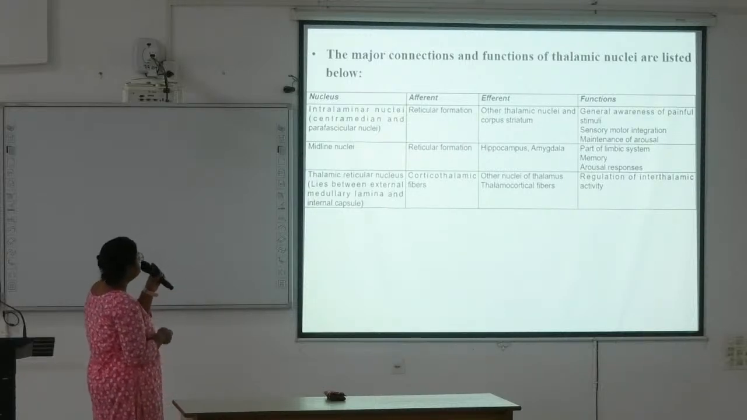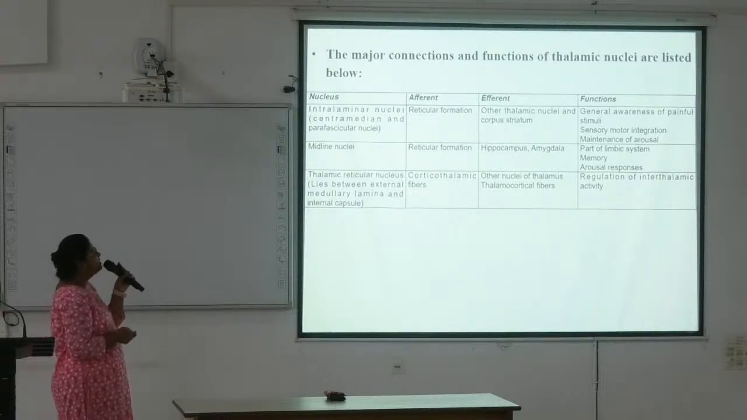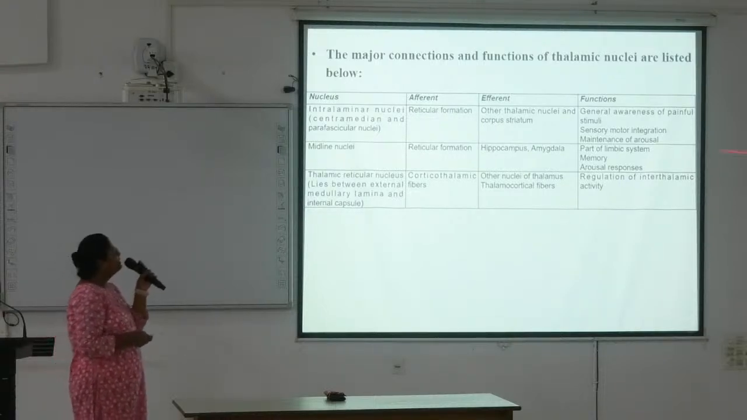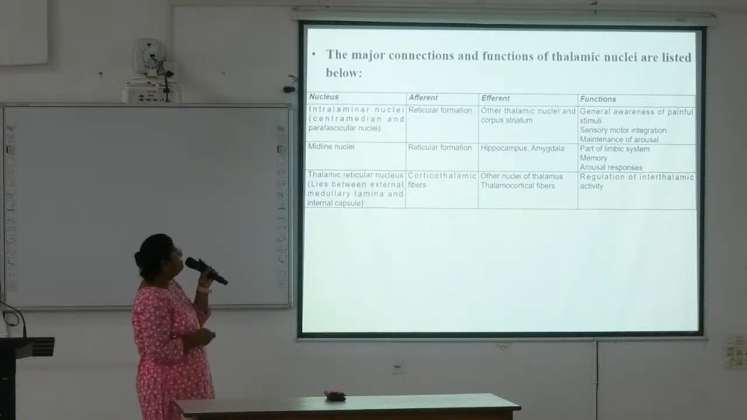Next is midline nuclei. Afferent coming from reticular formation. Efferent is going to hippocampus and amygdala. And function is, it forms a part of limbic system, memory and arousal responses.